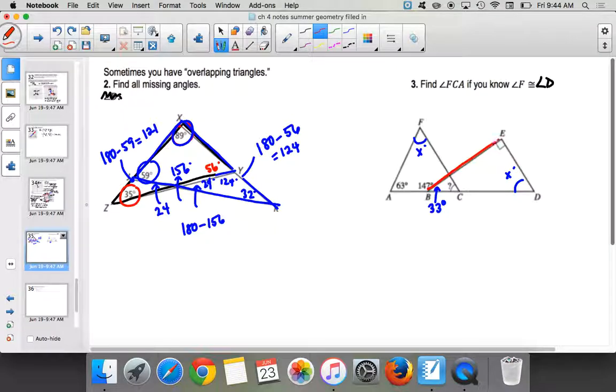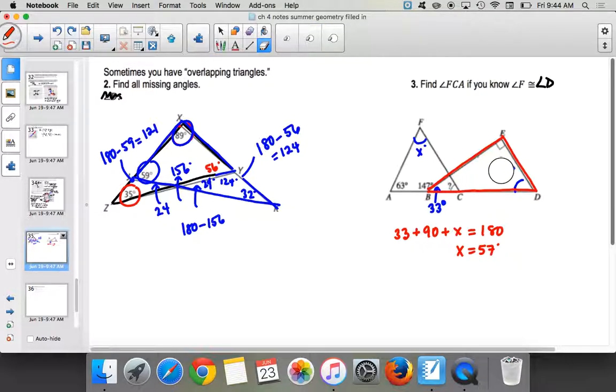But I do know that this triangle that's on the right side, I guess I didn't need to do X's. I have 33 added to 90 added to X has to equal 180. Did you guys see that? So when I find that, I get X equals 57. X is 57. So that means that F is also 57.